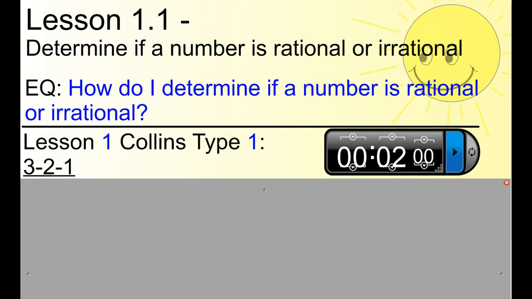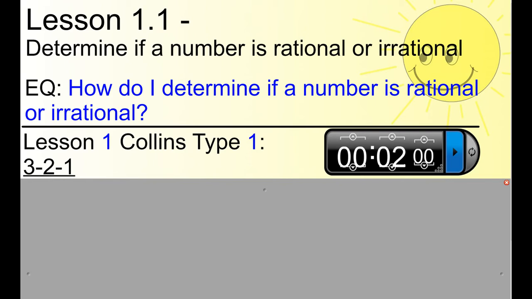Determine if a number is rational or irrational. So that's the goal of this lesson. We're trying to figure out how to tell if a number is rational or irrational. So the central question says, how do I determine if a number is rational or irrational?